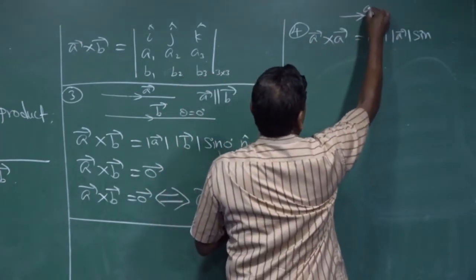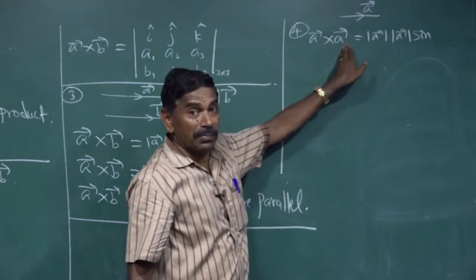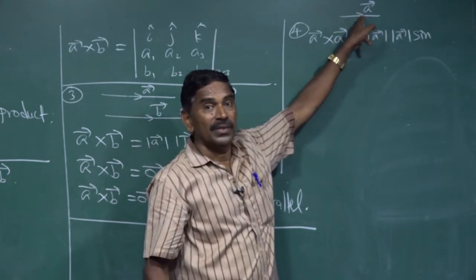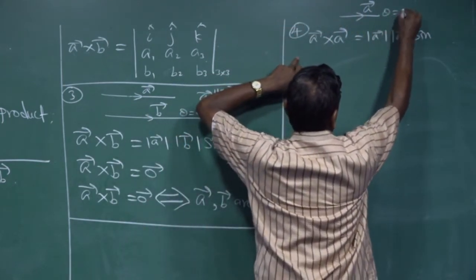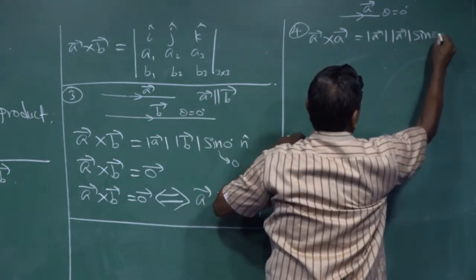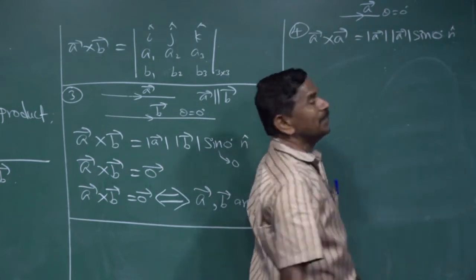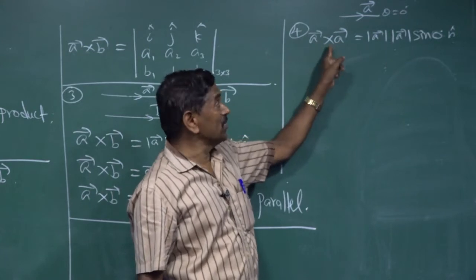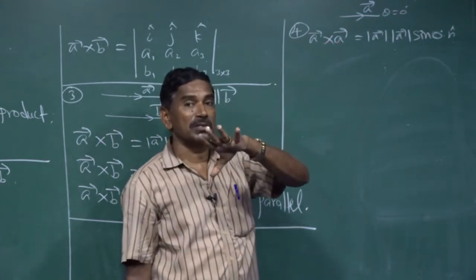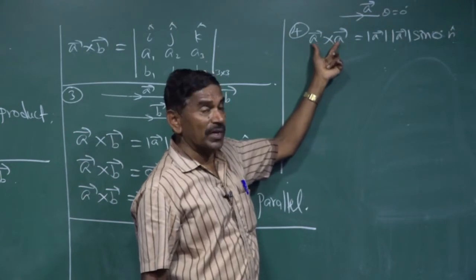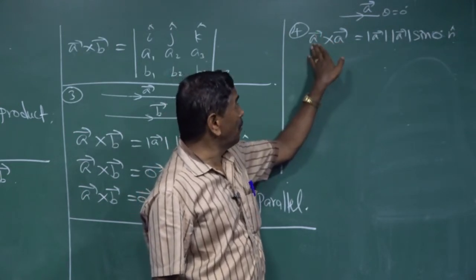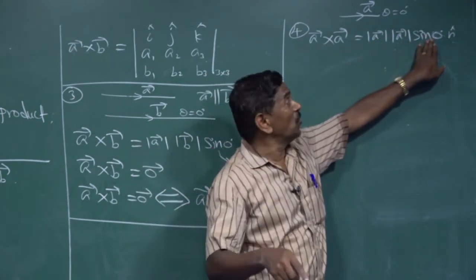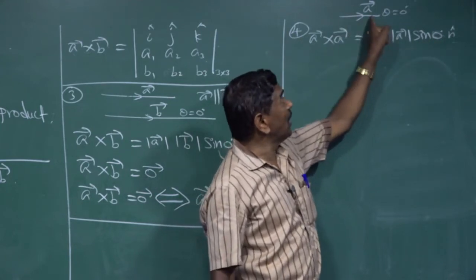Listen. Suppose it is A vector. Here A vector cross A vector means the angle between A vector and A vector equals 0 degree. So sine 0 into n cap. Listen, in the fourth formula I am using the cross product of a vector with itself. That is an important concept. So A vector cross A vector is equal to modulus A vector into modulus A vector into sine theta, but theta equals 0 degree because the angle between A vector and A vector is 0 degree.